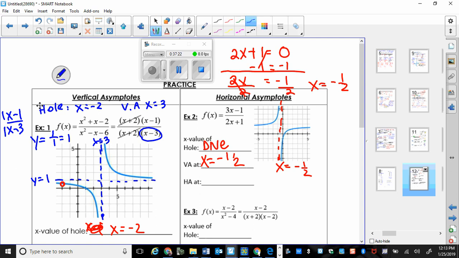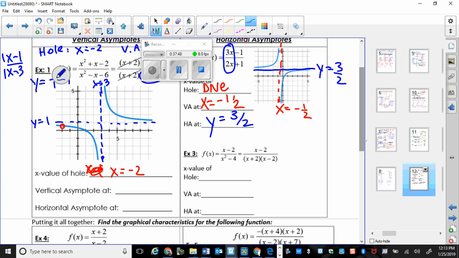My horizontal asymptote, these are these coefficients here. These leading coefficients of these x's would imply a horizontal asymptote. The degrees of the polynomial are the same on the bottom, so y equals 3 over 2. Y equals literally 1.5. That's my horizontal asymptote. Okay?